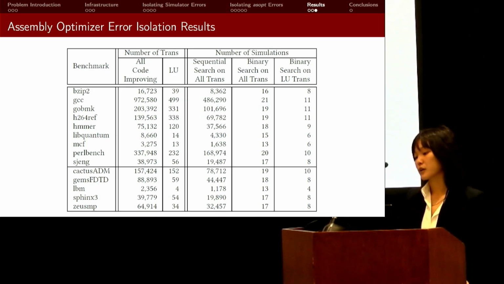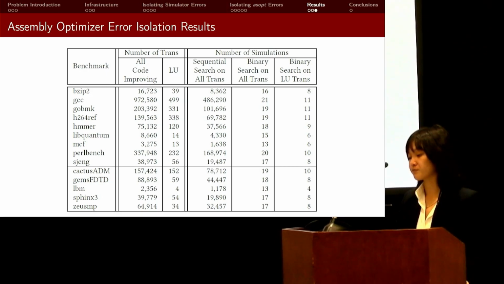So then for the following 3 columns, we have the number of simulations for a variety of scenarios. The number of simulations for something like a sequential search on all transformations is going to be roughly half of that original number that we see. And then we have the number of simulations to find that first erroneous transformation with a binary search on all transformations. This is a more practical number of simulations, but we can see in the next column over that it is still even decreased by performing a binary search instead on all loop unrolling transformations.